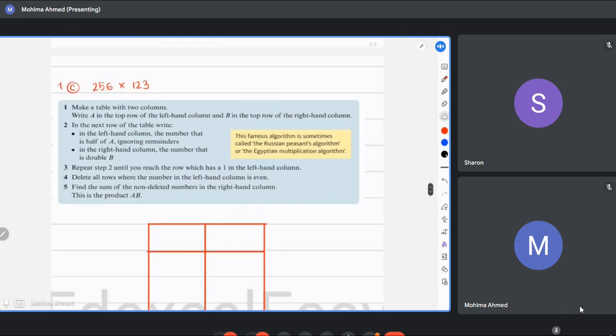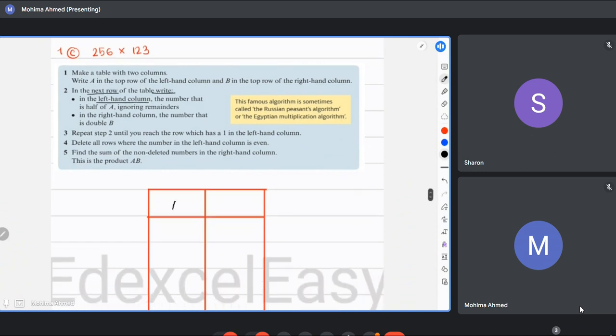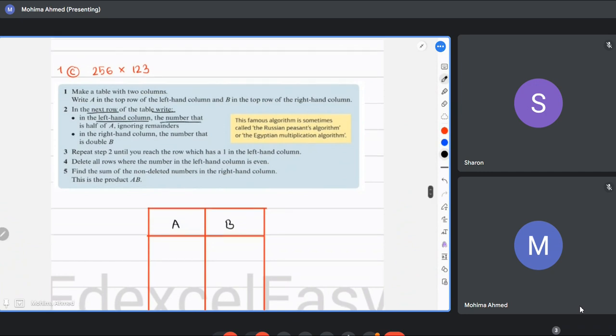I'll just keep it like this. And now I was starting with 256 and 123. Now the next row of the table, in the left hand column, that is for A. In the left hand side we had A and in the right hand side we had B. So for A, the number that is half of A, ignoring the remainders.